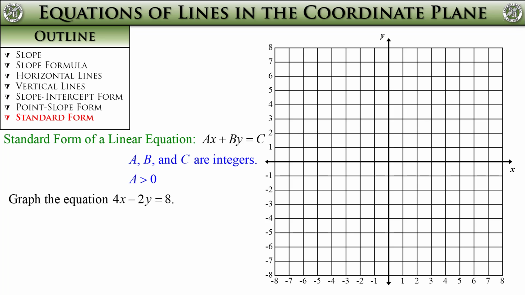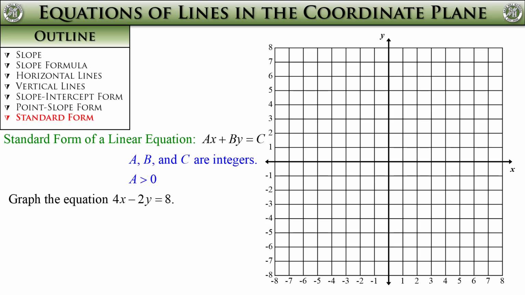Here it says we are graphing 4x minus 2y equals 8. Notice all the numbers are integers, and the number in front of the x is positive. Lovely standard form. The best way to graph this is usually to find the x and y intercepts. The y-intercept will be when x is 0, and the x-intercept will be when y is 0. So basically you solve twice.